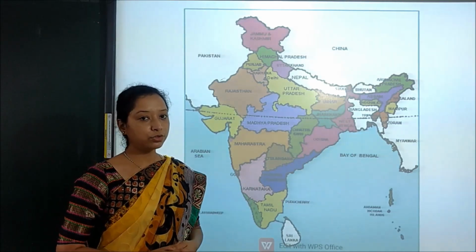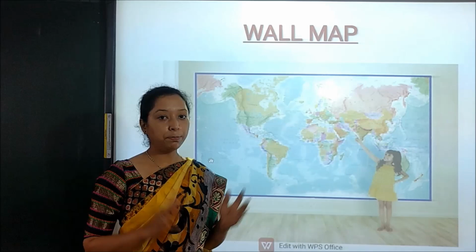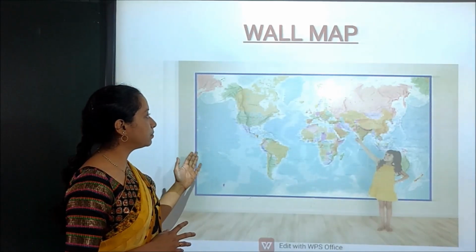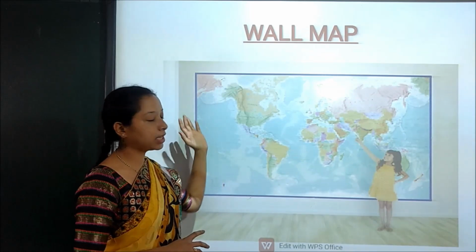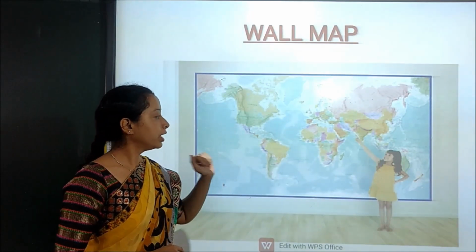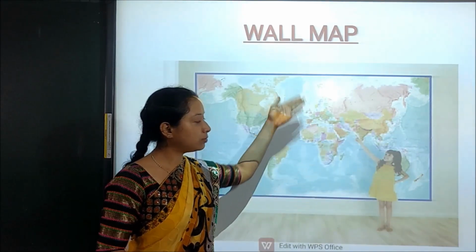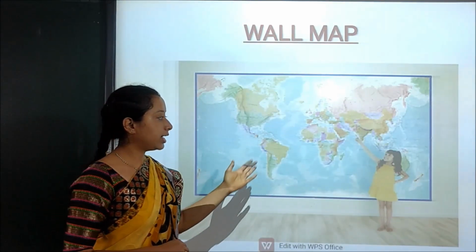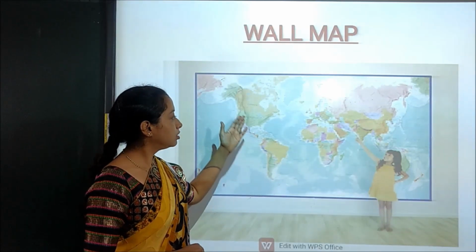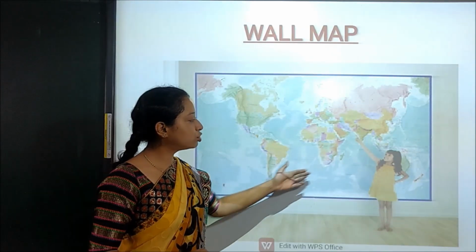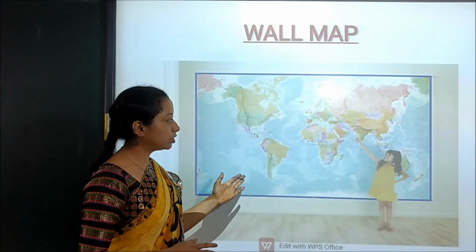So now let's move to another picture. Here you can see a big map, and this big map is called a wall map. It is very big in size and it can be hung on a wall also. Here you can see this child is so small in front of this wall map. So this is called a wall map. In the wall map we can see the continents and oceans more clearly, and we can get more details on the wall map.